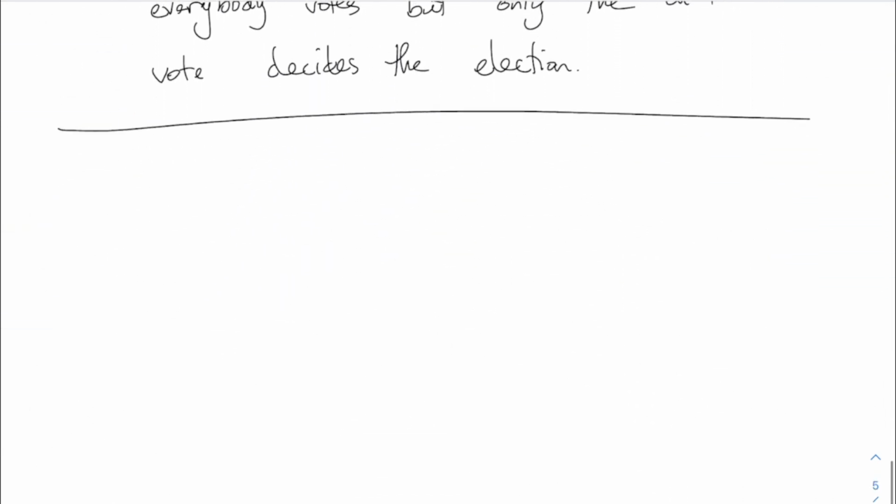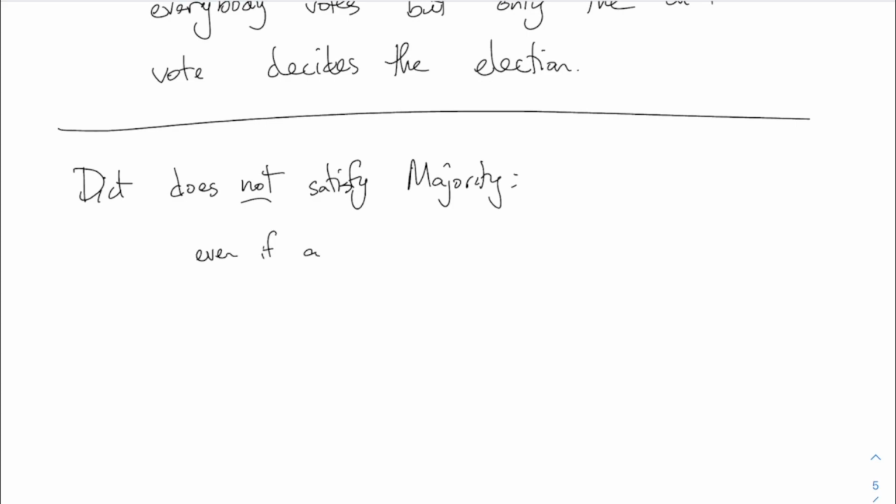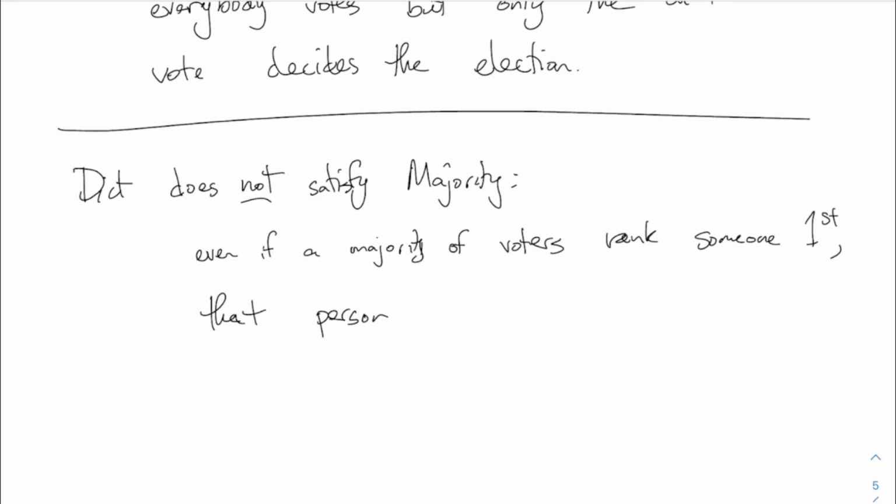So let's just think about dictatorship. Dictatorship does not satisfy the majority criterion. This is because even if a majority, that is more than 50% of voters, rank someone at the top, that person may lose.